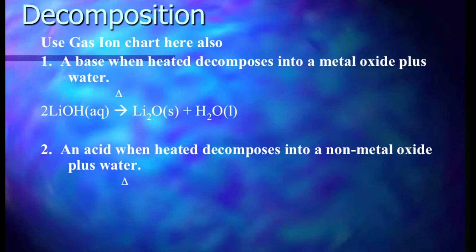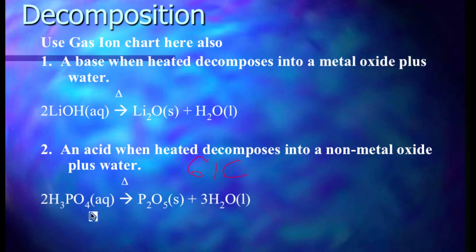Rule number 2 is the exact opposite of another synthesis rule, number 3. An acid breaks down into a non-metal oxide and water. You need to write GIC next to this one, though, because you are going to use the gas ion chart for this one. You're going to use it backwards. You're going to go from the ion, PO4, to the gas, P2O5. So just remember, synthesis and decomposition are exact opposites of each other. So just don't forget to write GIC on that one.